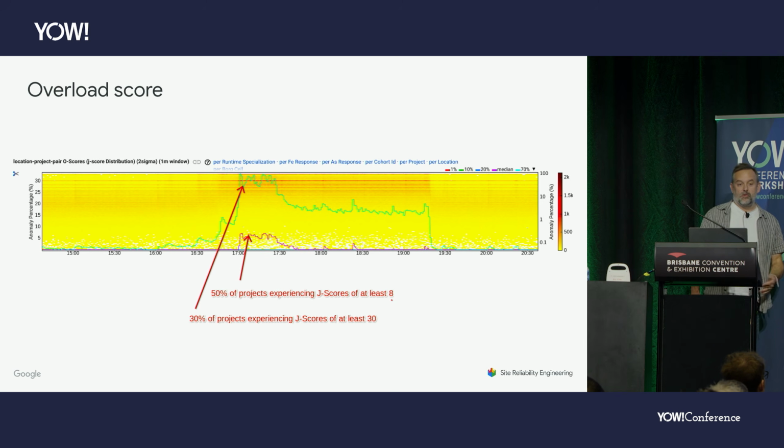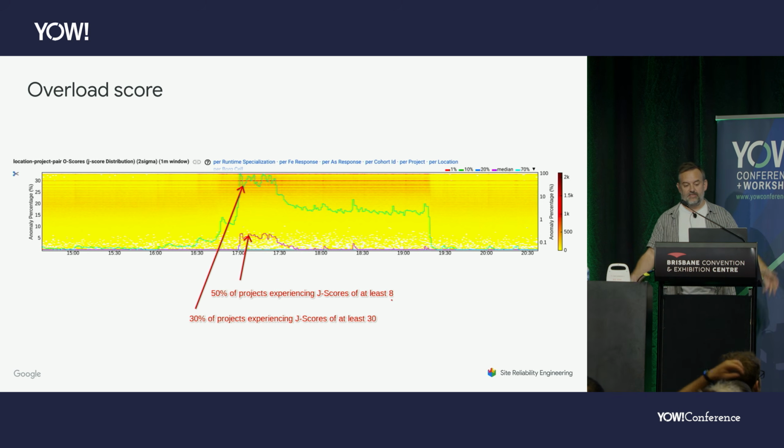The next thing we want to do when we know there's a problem is work out how many projects are being impacted. What's the severity of this thing? Should I be declaring an incident? How severe is that incident? And that's going to determine what actions I take in response to that.